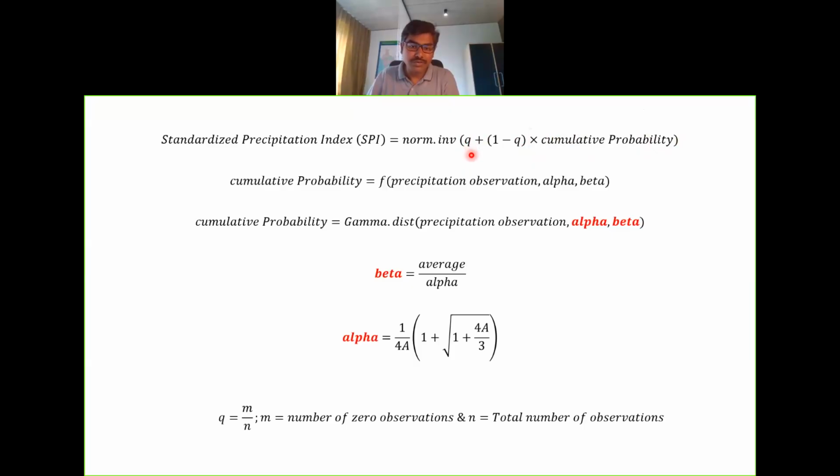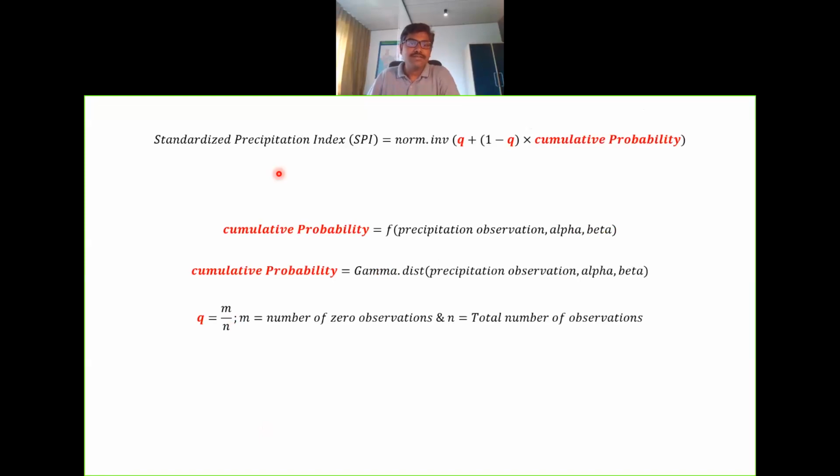And we need to calculate Q. Q is equal to small m by small n. Small m, the number of zero observations, is 18, and small n, the total number of observations, is 30. So Q is equal to 18 by 30. Then the standardized precipitation index is equal to the normal inverse of this equation.